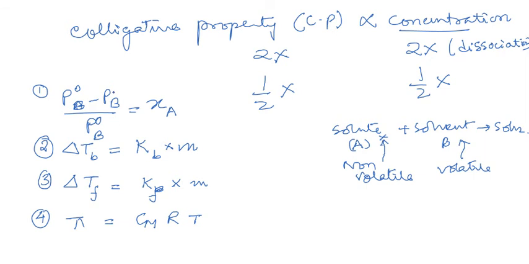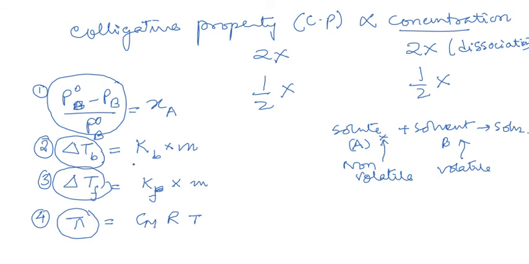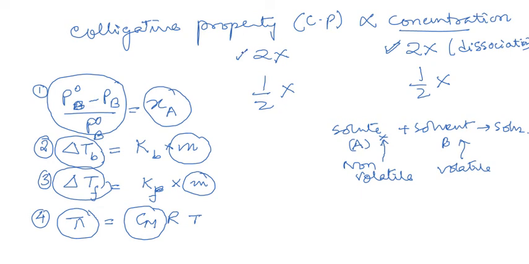So these colligative properties that we have here, the lowering of vapor pressure, the elevation of boiling point, the depression of freezing point, and the osmotic pressure, are all directly dependent on concentration. So if we increase the concentration by 2 times, the colligative property would increase by 2 times. If you decrease the concentration by 2 times, the colligative property will also decrease by 2 times.